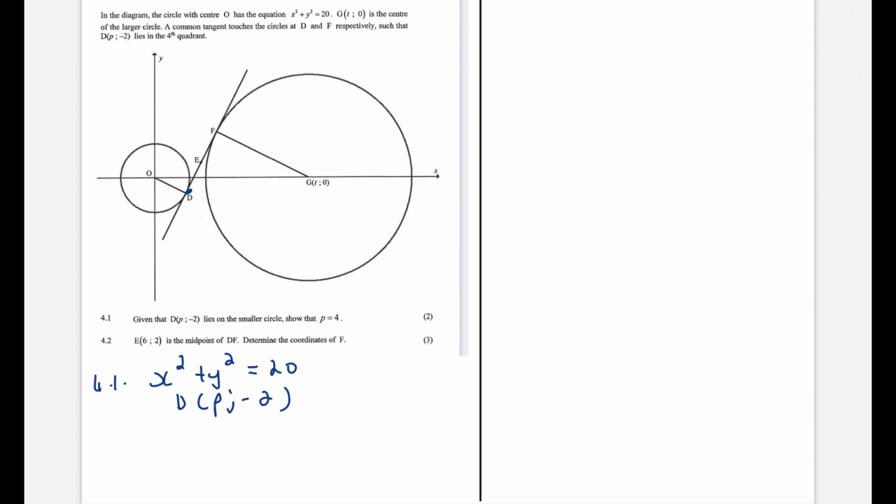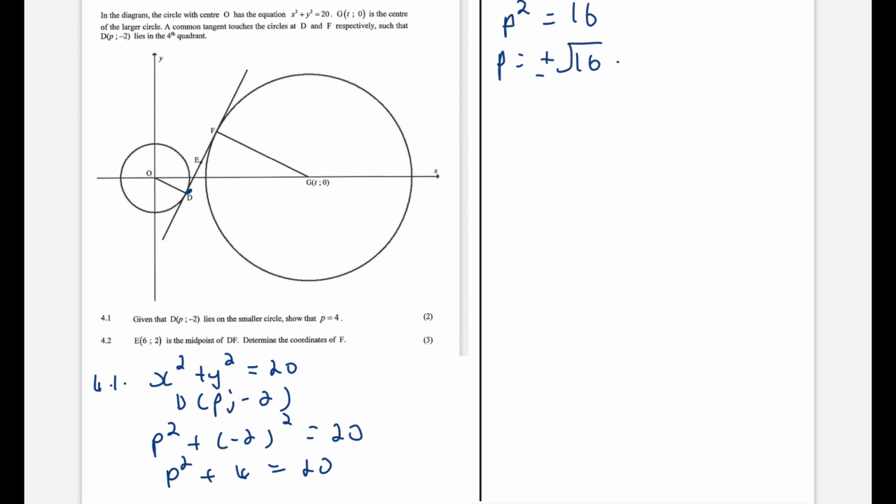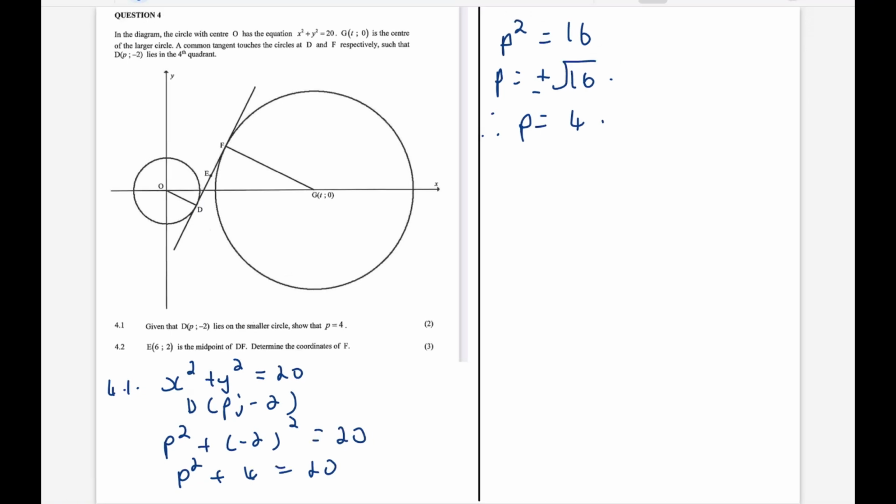In fact, let's replace x with p. So we have p squared plus negative 2 squared is equal to 20, meaning p squared plus 4 is equal to 20, meaning that p squared is equal to 20 minus 4, which is 16. So p can either be plus or minus the square root of 16. But because we can see that D is in the fourth quadrant, it must have a positive x value. And so therefore p is positive square root of 16, which is 4. Great. Let's look at the second one.